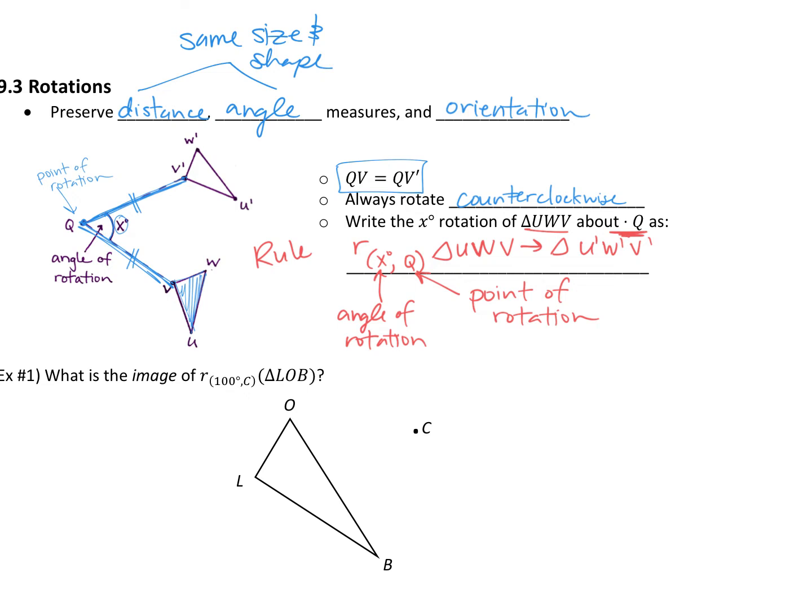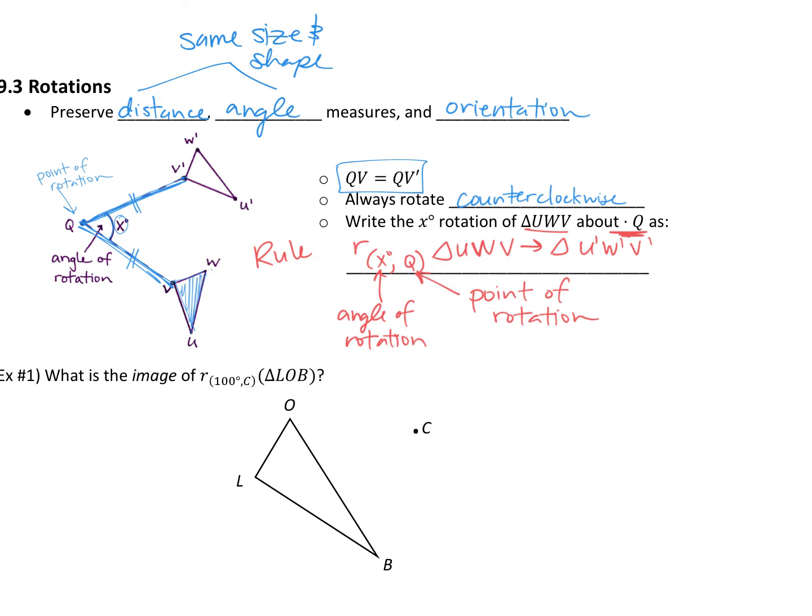Okay, so you should have segment BC right now. Now remember, our angle of rotation comes off of the point of rotation. So basically what we're doing here is we're trying to make an angle right here, counterclockwise. That's 100 degrees. Do you remember how to measure an angle? Hopefully, it's been a little while.